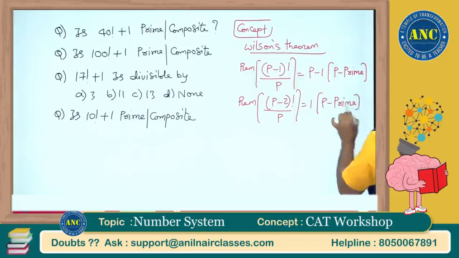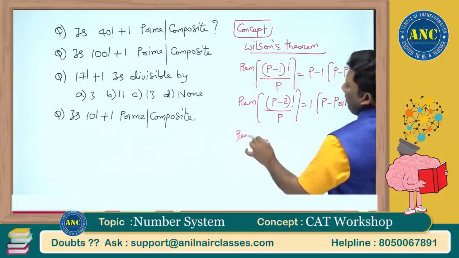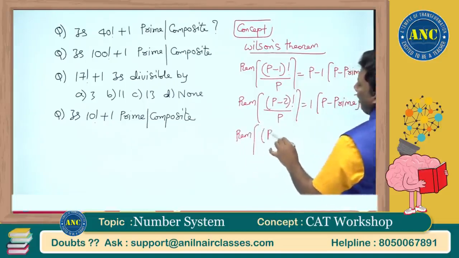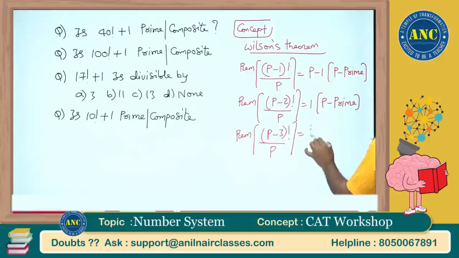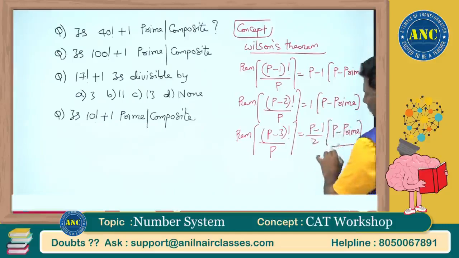Extremely important concept. The remainder when (p minus 3) factorial is divided by p is (p minus 1) by 2. What if it is beyond 3? In the enrolled batch we discussed this in detail.